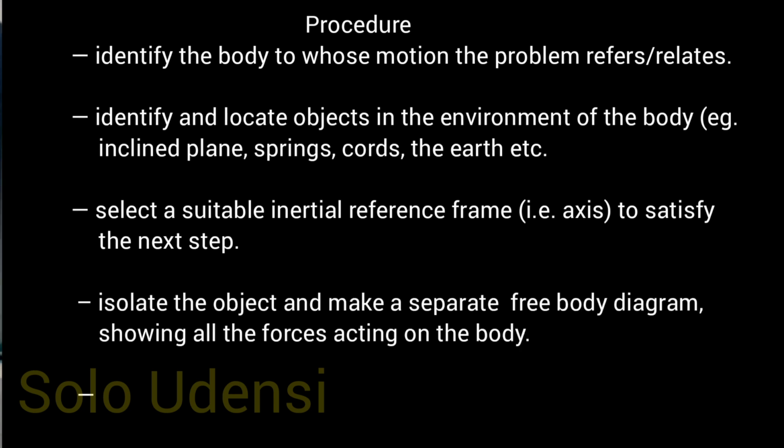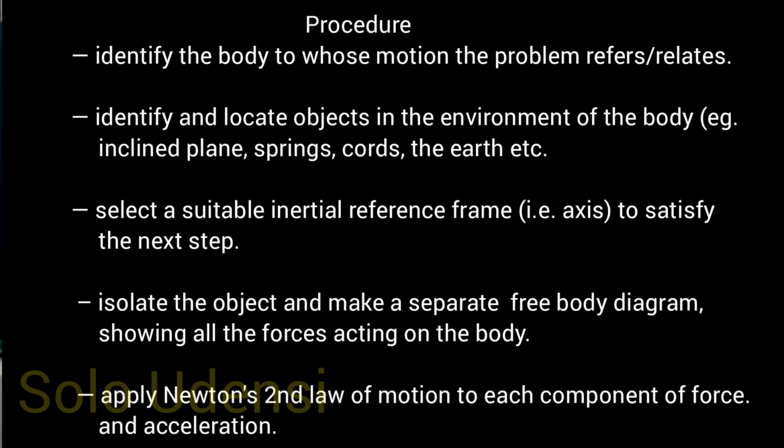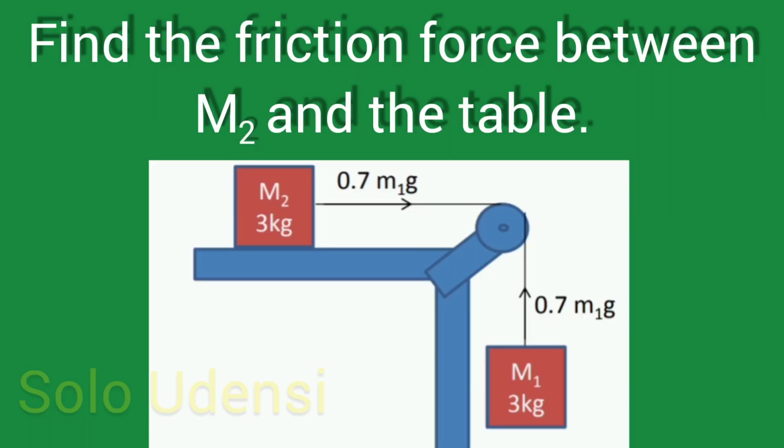Then the next thing is to isolate the object and make a separate free body diagram showing all the forces. Having identified all the forces involved on the body, you make a free body diagram. Then finally, you apply Newton's second law. If there is no motion, if the body is not accelerating, all the forces will be equal to zero, and that is Newton's first law. But basically, we are applying Newton's second law. So with this, let us solve this particular problem.